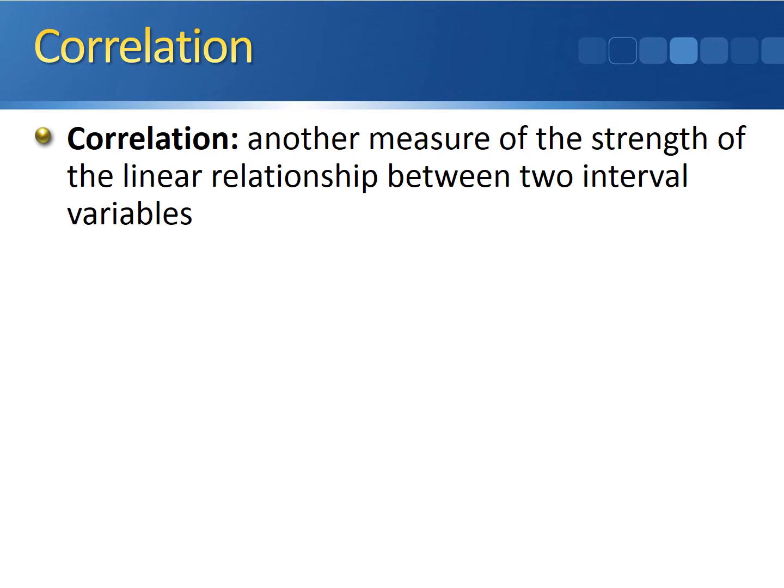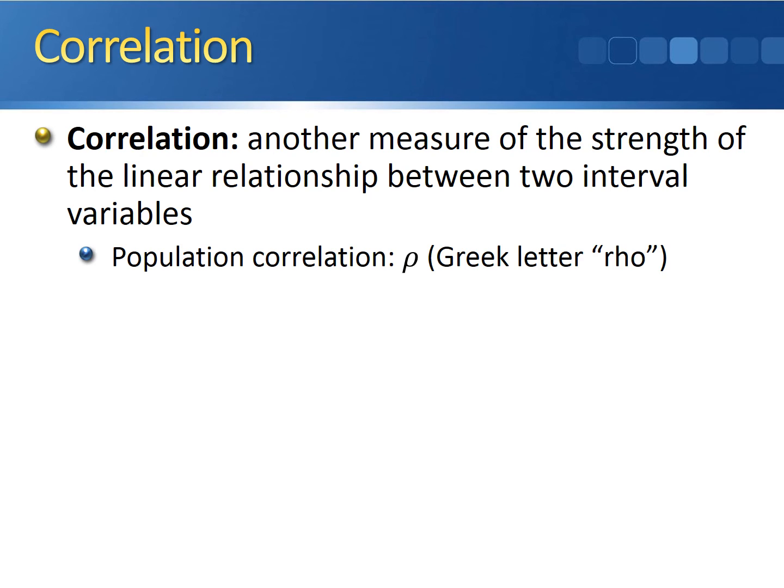The correlation is another measure of the strength of the linear relationship between two interval variables. Just like all of our other numeric measures, we have both a parameter and a statistic that describe the correlation. The population correlation is denoted by the Greek letter rho, while the sample correlation is denoted by the letter r, and it's calculated by taking the sample covariance between x and y, s sub xy, and dividing by the sample standard deviation of the predictor variable, s sub x, times the sample standard deviation of the response variable, s sub y.